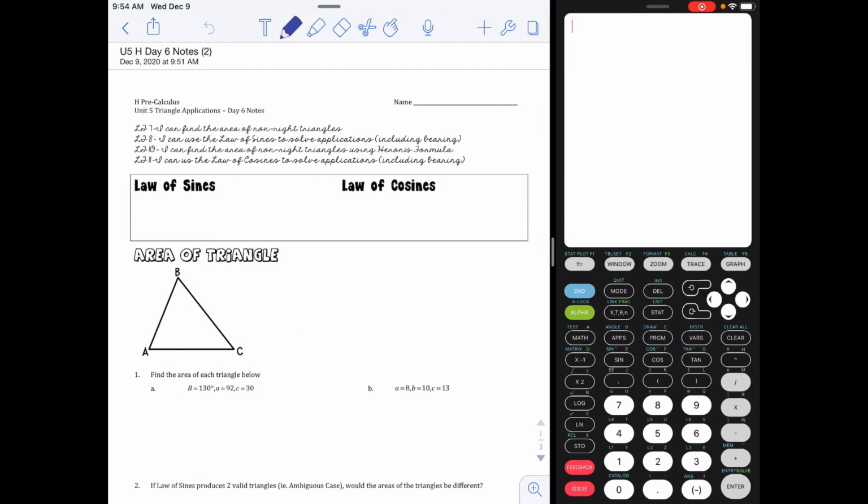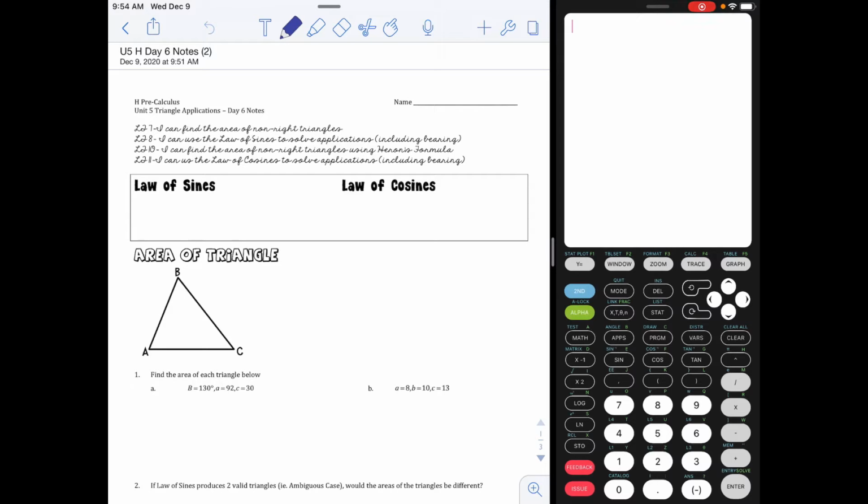Hi guys, alright, so this is Unit 5, Day 6 notes. We have these 4 learning targets today. Some of them we have been using already. The bearing one, where I can find the area, is going to be a new one. This third one, where I can find the area using Heron's formula. And then we're going to have some application ones that are including bearing.